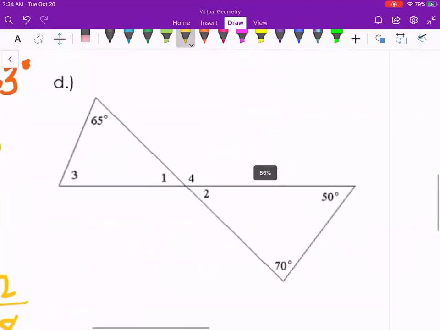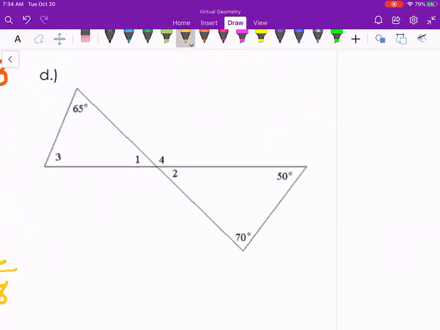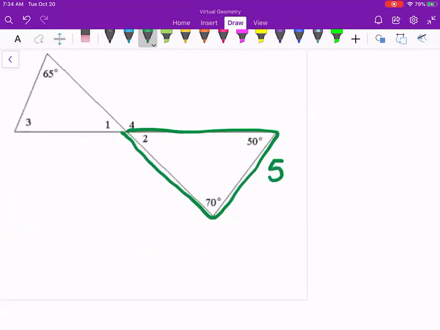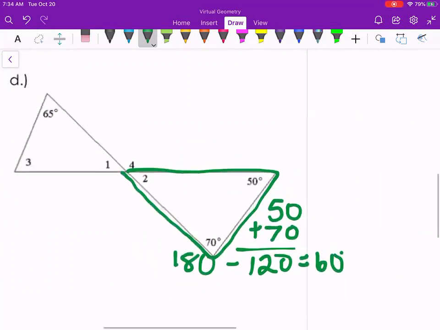So let's use that same idea for example D. Again, we've got two triangles touching here. So let's keep going with that same process. Again, if I look at my two separate triangles, I want to start with the triangle with the most information. In this case, that's the triangle on the right. I've got 2 out of my 3 measures. So 50 plus 70 gives us 120. And then if I take that out of 180, I'm left with 60 degrees. So the measure of angle 2, it's okay if you don't go in order, is 60 degrees.